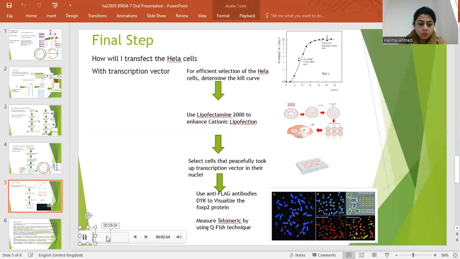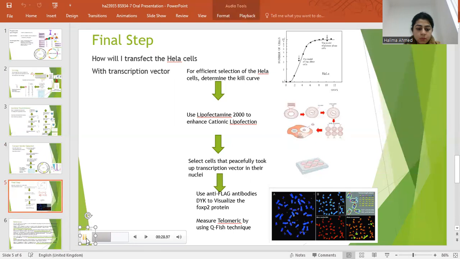Here in the final step, I will use a systematic approach. This involves determining a kill curve for optimal selection agent concentration, using Lipofectamine 2000 for enhanced transfection efficiency. To visualize the expression and localization of the FOXP2 protein, anti-tag antibodies like DYK tags are applied, applying techniques like immunofluorescence or Western blotting.